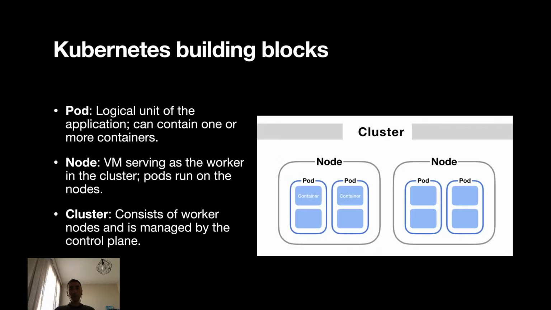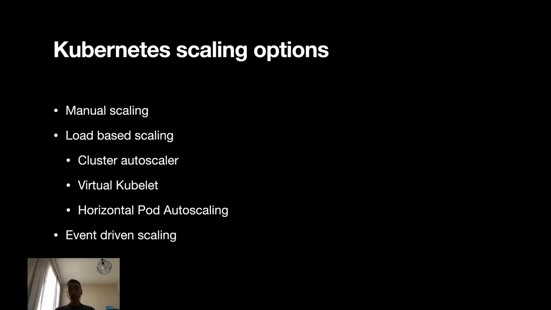So if we take a look into the main Kubernetes building blocks, to refresh the memory, we have pods, which are the logical unit of the application, and can contain one or more containers. Then we have nodes, which are VMs serving as workers in the cluster, and pods are running on the nodes. And then we have the cluster, which consists of the worker nodes and is managed by the control plane. So those are the main building blocks, and there are multiple scaling options for Kubernetes as a whole.